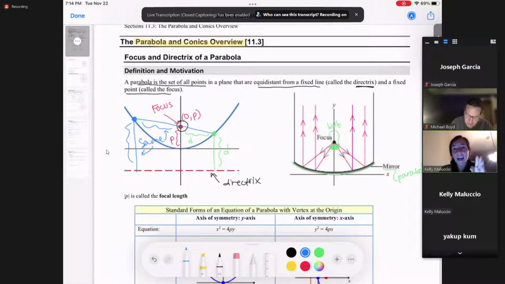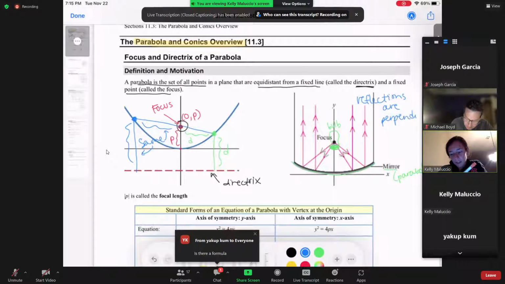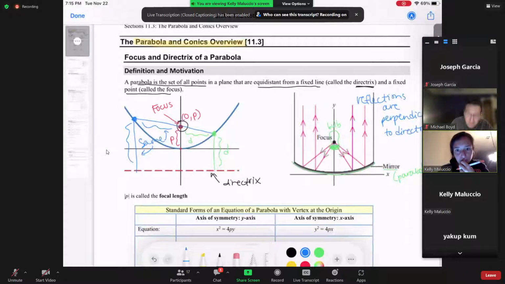What we'll say about this is that reflections, like in the mirror, are actually perpendicular to the directrix. So the directrix again is here, right? At the bottom of the parabola. This one, it's the x-axis. And these lines going up are perpendicular. They're parallel with the y-axis. And that is the reflections coming off of the mirror.